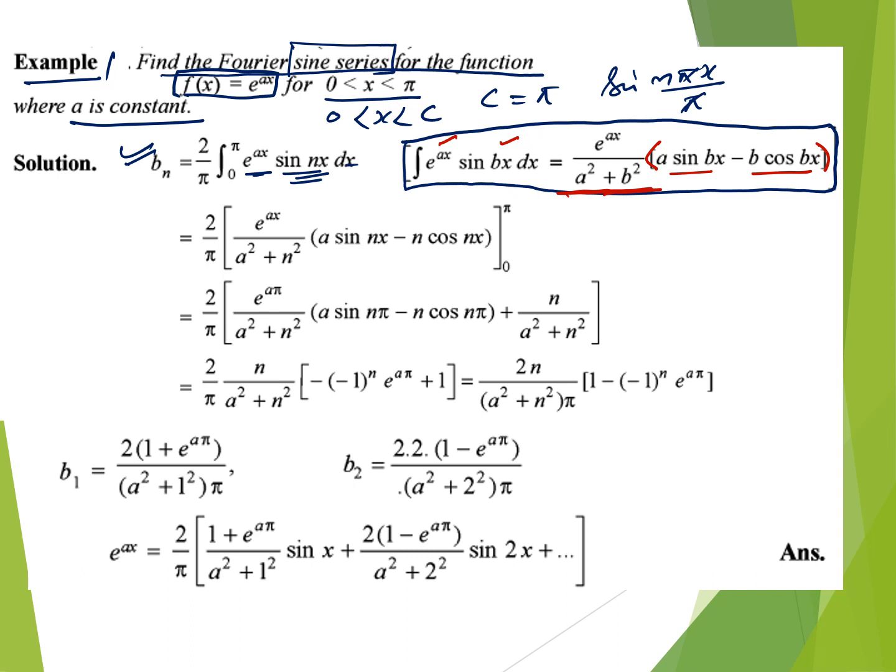So we just use this formula to integrate the value. After implementing over here, we get a is replaced by a and the value of b is n. By using this formula, we get the value 2 upon pi, e to the power ax upon a square plus n square, into a sine nx minus n cos nx, for the limit 0 to pi.